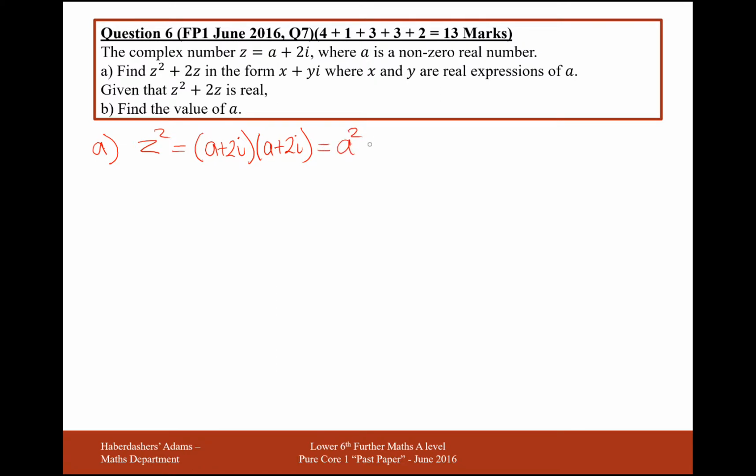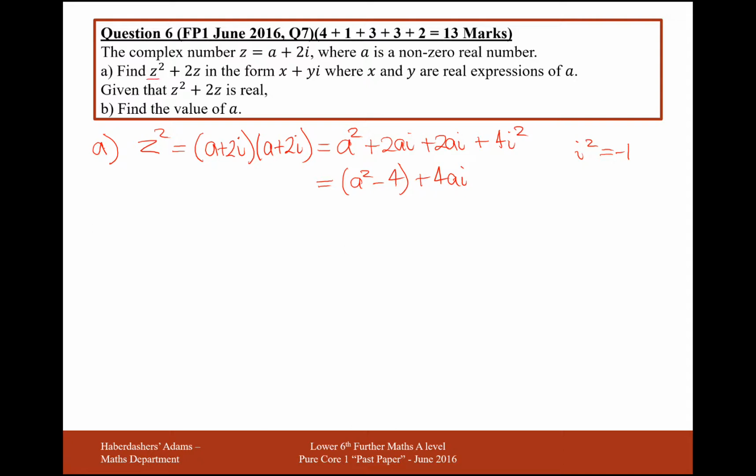So expanding the brackets to get a squared plus 2ai plus another 2ai plus 4i squared. Simplifying i squared with a minus 1. That will turn this part here into a minus 4. So just grouping together the real parts and the imaginary parts, you get a squared minus 4 plus 4ai. But that's not the final answer.